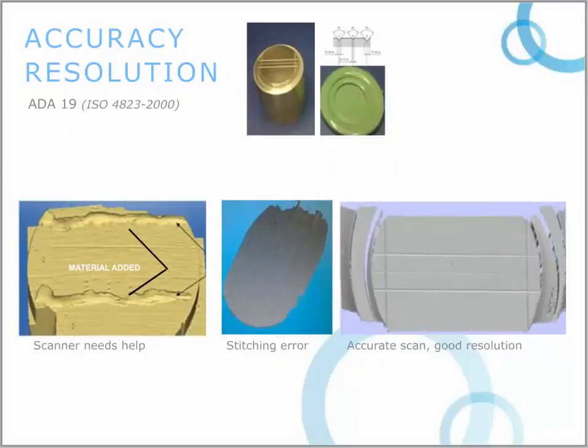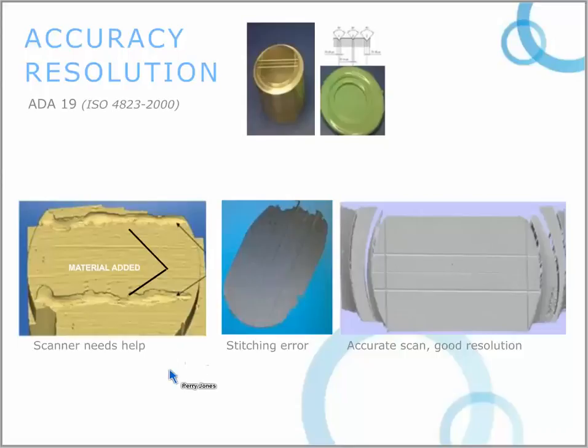How accurate? Let's take a look. There is a standard. It's called the ADA Specification 19, or ISO 4823-2000. Basically, we'll use a cylinder that has some markings on it. The impression material then is measured against this ISO standard to see whether or not it is a material that is acceptable within the range of that standard.